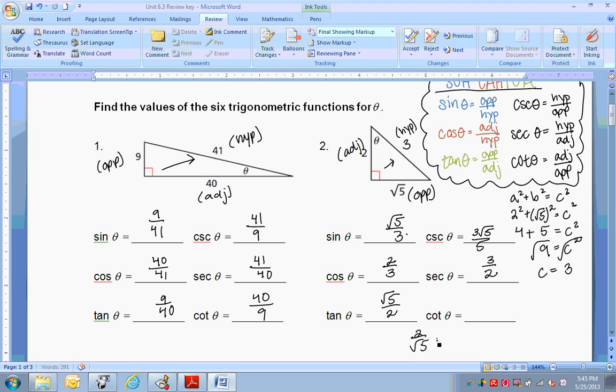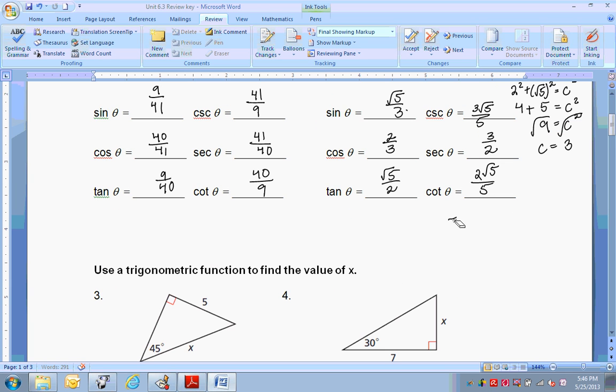But we don't like having a radical on the bottom, so we have to multiply the top and the bottom by the square root of 5. When we do that, we end up with 2 times the square root of 5 on the top, and the square root of 5 times the square root of 5 is just 5.